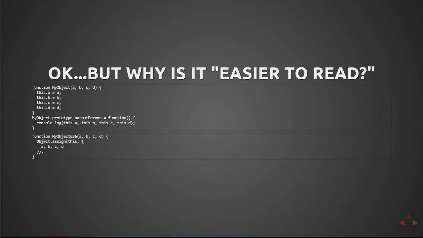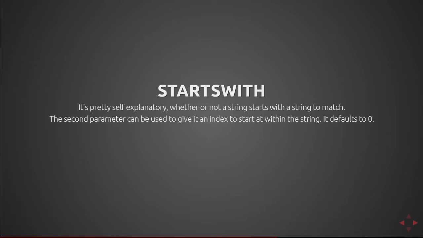Next, we're going to get into some string methods. We're going to start with startsWith. It's pretty self-explanatory. It determines whether or not a string starts with a string to match. The second parameter can be used to give it an index to start searching for within the string. It defaults this to 0. Here are a few examples to show how you would use this. The first is pretty self-explanatory. It starts with E, true. Next, Evan does not start with B, so it's false. But if we start at the first character in the string, remember this is 0 based, we're going to see that E is not being matched because the first letter in the string is actually V.